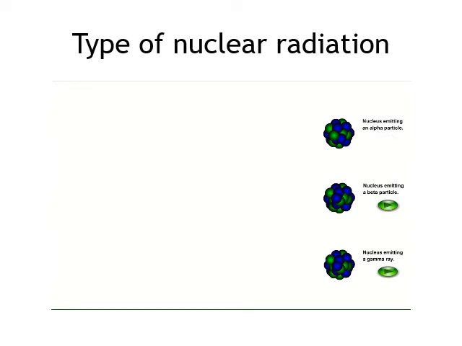So here's a nucleus emitting an alpha particle at the top. And you can see relative to the size of the nucleus, the alpha particle is actually quite large. And it consists of two protons and two neutrons, two blue and two green. The middle atom is going to emit a beta particle. This is an electron. And this is much, much smaller than the alpha particle. Notice this isn't one of the electrons from the orbit. This is an electron from the nucleus.